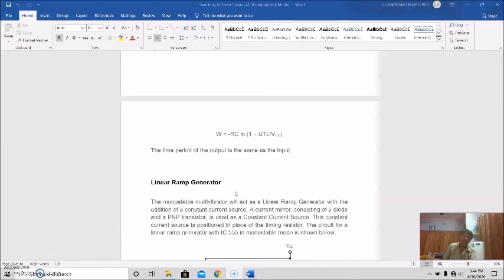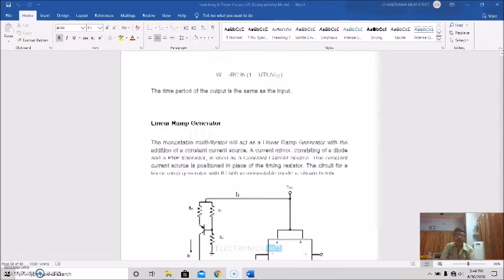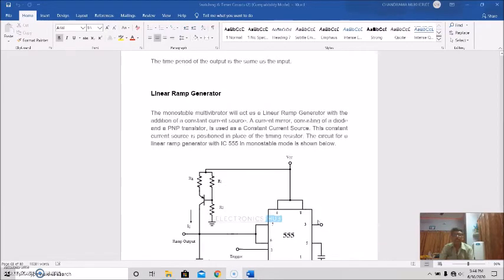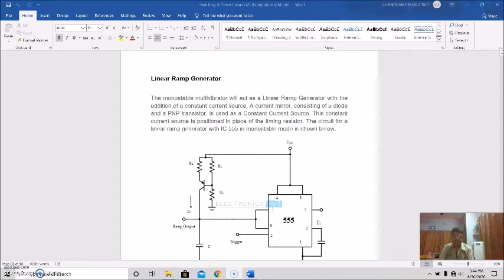So this is another example of a monostable multivibrator using the 555 timer IC. Now we'll discuss another application of the monostable multivibrator using the IC 555 timer circuit. So this is a linear ramp generator.